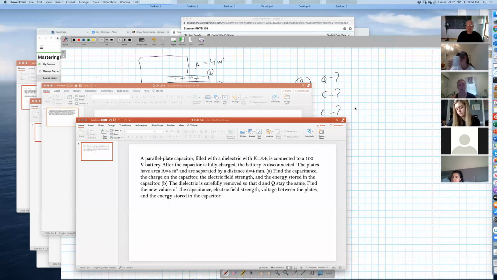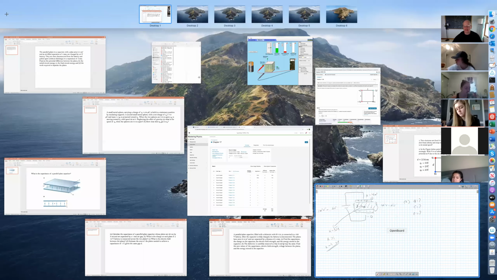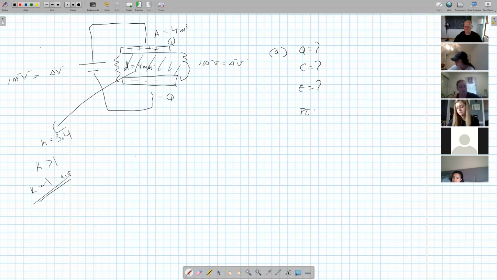Yeah, any energy stored. Okay, great. And what is the energy stored? So the potential energy. All right. So let's start off with the capacitance.